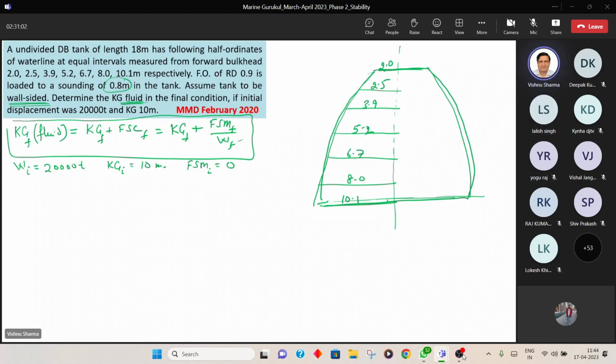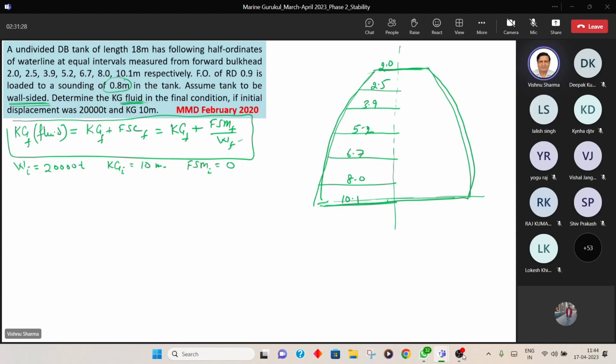Yes or no? Multiplied by RD will give the weight of the oil. So the weight of the oil we'll have to calculate. Second, what will be the KG of this oil? It's a wall-sided tank. 0.4, because all are similar. Yeah, very good, shabash. So that will help us in getting the final KG of the ship and the final displacement of the ship.